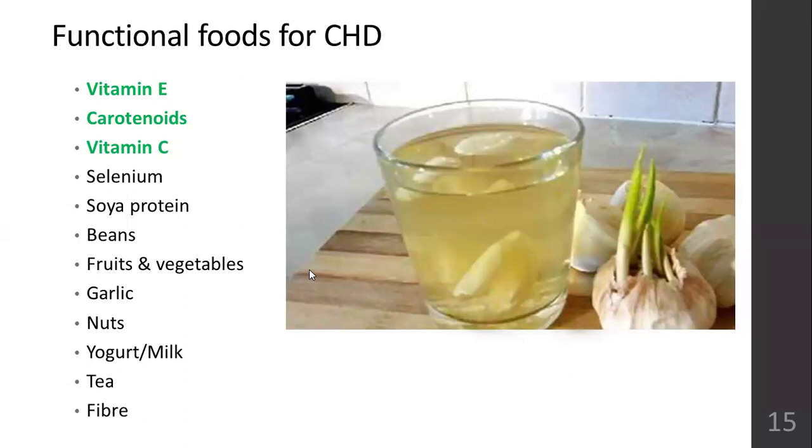Modest reduction. It will not drastically reduce, but if you are drinking this garlic water daily, and you are having fried food, processed food, do you think garlic water will help? It will not help.